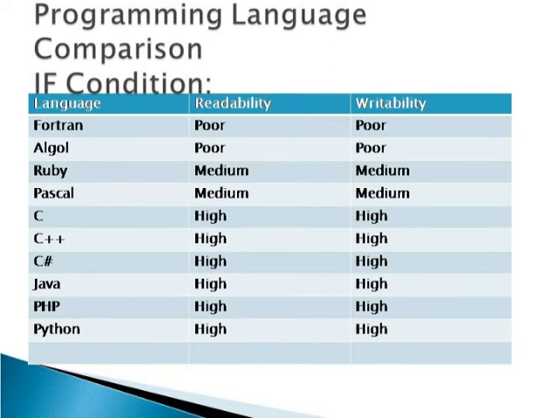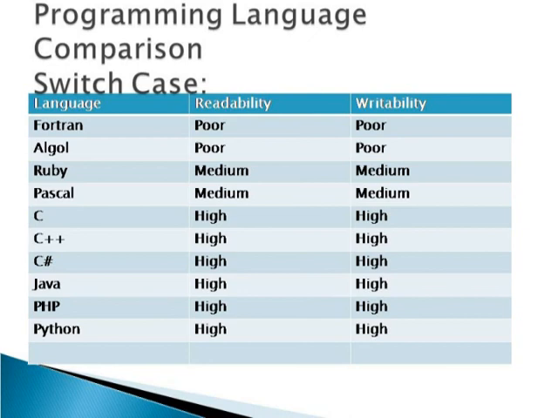Let's go for a language comparison. Here we are going to compare if condition in several languages. Language evaluation can be done by readability, writability, reliability, and cost. Here you can see the comparison of control statements with concepts, readability and writability. When comparing the if condition related to the readability, writability evaluation concepts, languages such as C, C++, C#, Java, PHP and Python are having higher rank than the languages Ruby and Pascal. Ruby and Pascal are having medium readability and writability. FORTRAN and ALGOL are poor related to the readability and writability evaluation techniques.